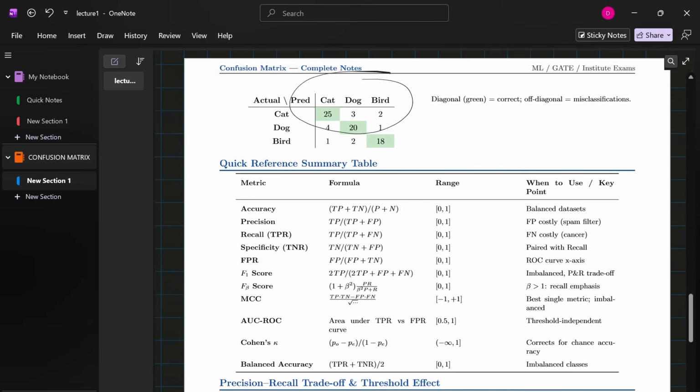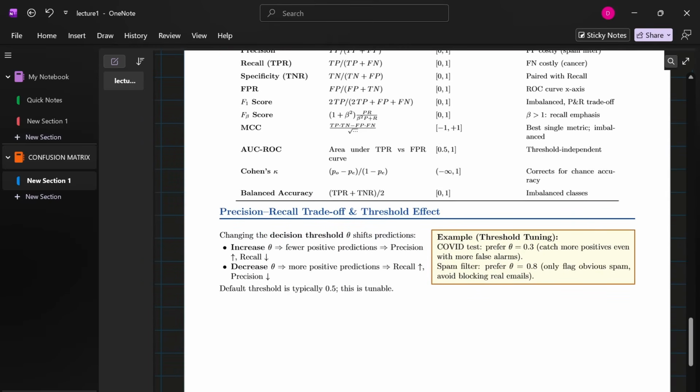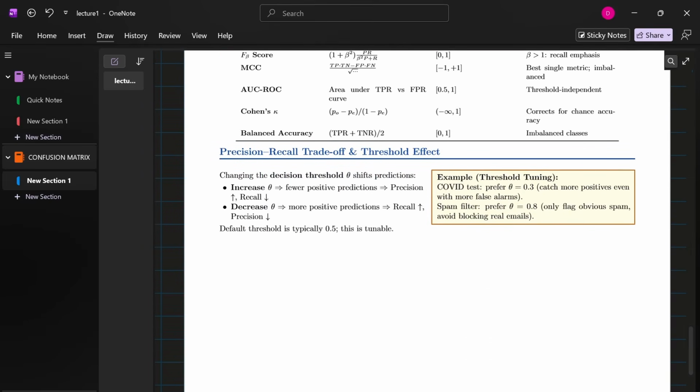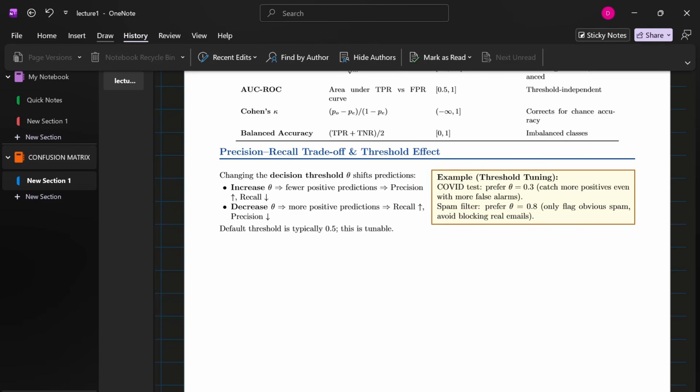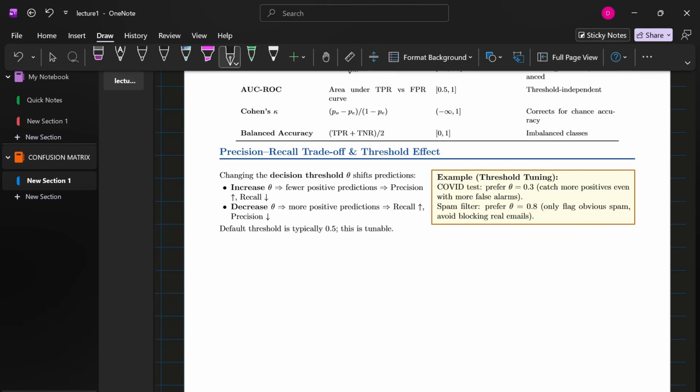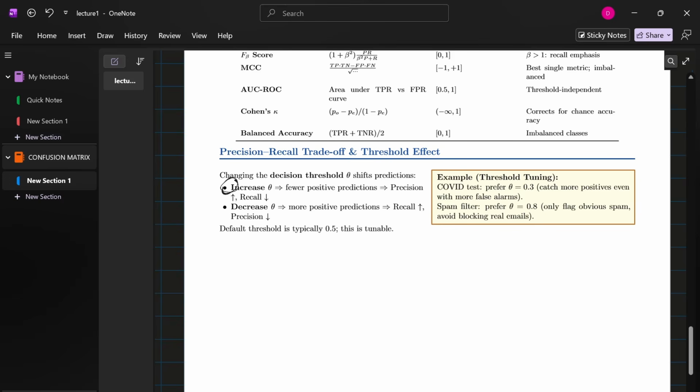Moving forward to Section 7, we have the precision-recall trade-off. Finally, the trade-off: the decision threshold is what the model uses to decide positive or negative. Okay, by default it is 0.5. If you raise the threshold, the model becomes more conservative, predicts far fewer positives, so precision goes up and recall drops. If you lower the threshold, then it becomes more aggressive, catches more positives, so the recall goes up but the precision drops.